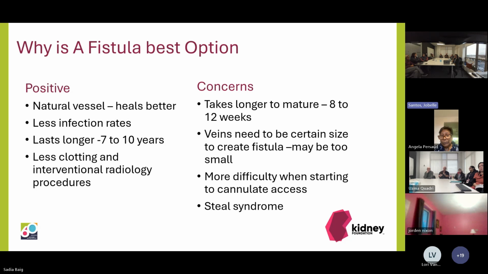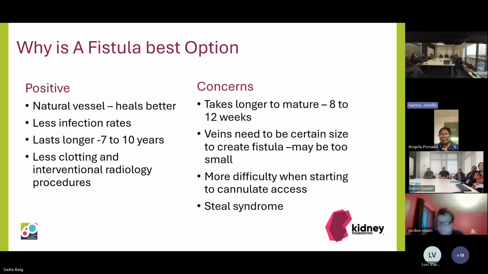So if you have to go on dialysis right away, this wouldn't be the option that we would take, okay? Veins also need to be a certain size. A lot of our patient population are diabetic, so their veins are usually a little bit smaller. We do have a recommended size that we have to have before we create a fistula, and your veins just may not be large enough to create a fistula.